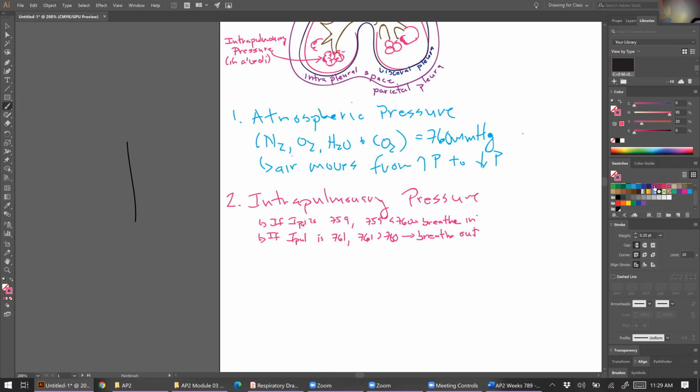This next pressure is pretty important to prevent lung collapse. It's called intrapleural pressure. It's the pressure in the intrapleural space. We're going to write a few more things about this because it's pretty important. It's usually 4 millimeters of mercury lower than intrapulmonary.